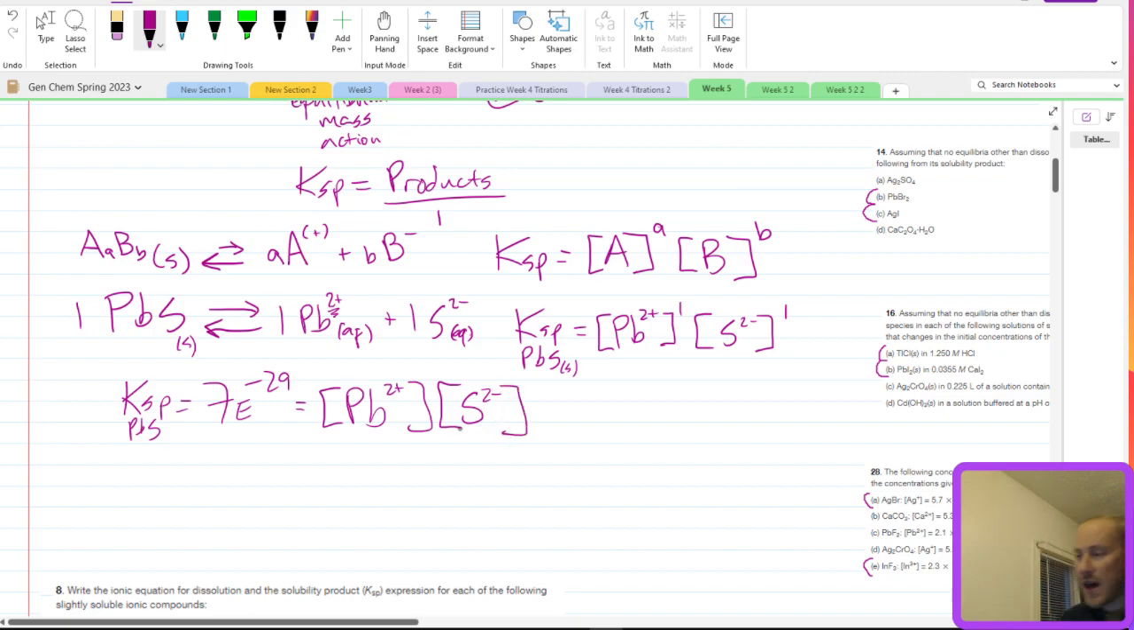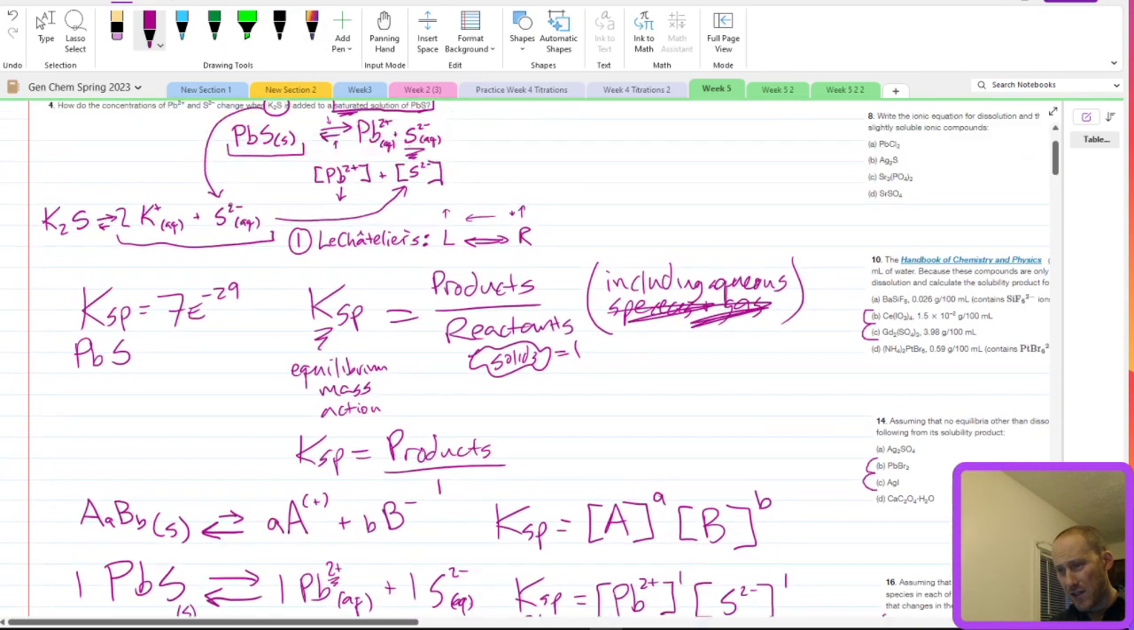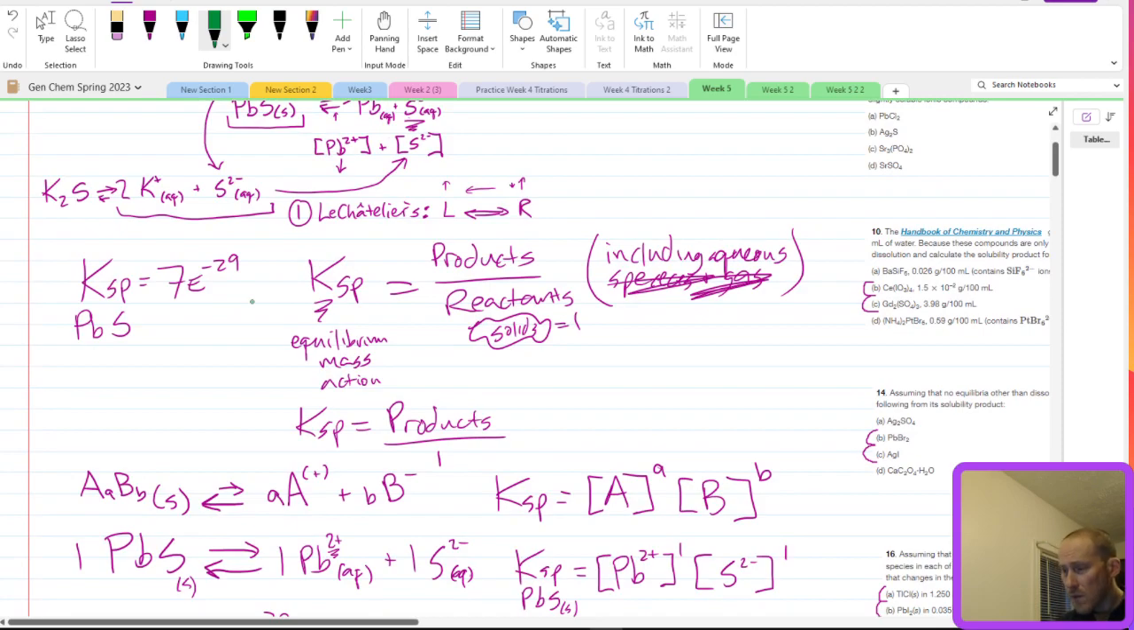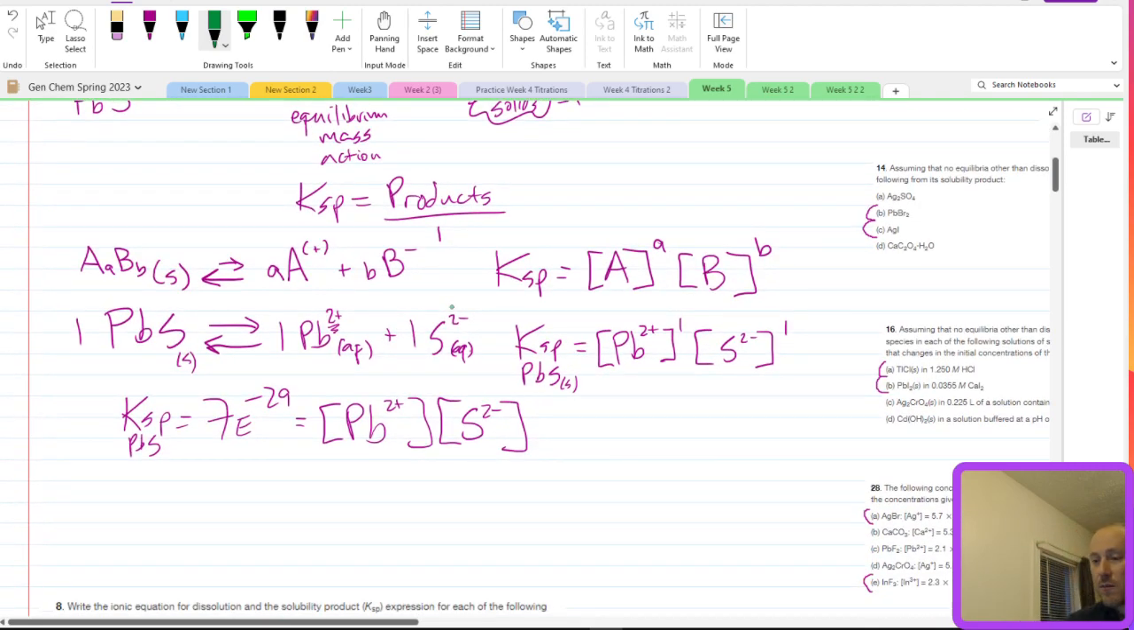So that background information on KSP now finally brings us back to actually answering this question. How did the concentrations of these change? We already answered it from Le Chatelier's perspective. Once again, if we're increasing what's on the right, then we expect the reaction to push left and increase what's on the left to compensate. So that's one way to look at it, but now we can look at it like this.